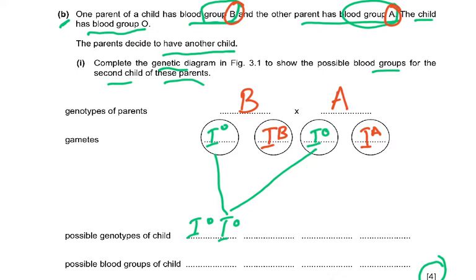This is how you do the question. You started from the answer. Like in math, sometimes you know the answer and you can do the reverse question. Here in genetics, if you know the child is this, then you know each allele has to come from one of the parents. So IO has to come from the mother and IO has to come from the dad.